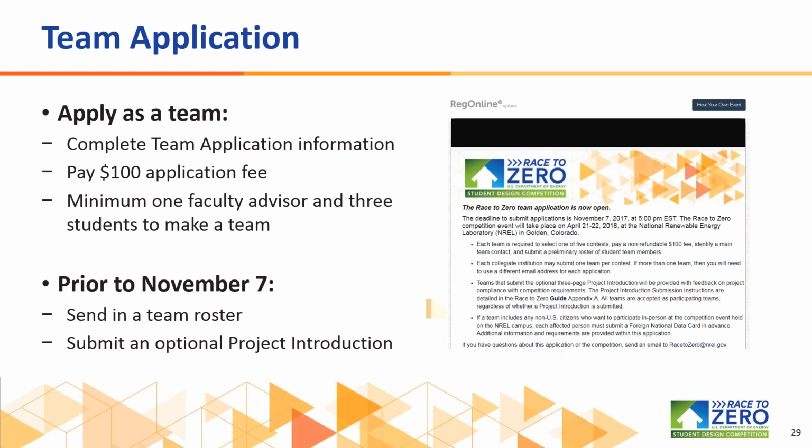When you're ready to confirm your school will have a team, you can complete a team application. This can be completed at any time until November 7th. You will need 1 faculty lead to register on behalf of the team, and the team will have to indicate the design contest that you are applying for. $100 is required to complete the team application. This collected fee contributes to competition event costs.